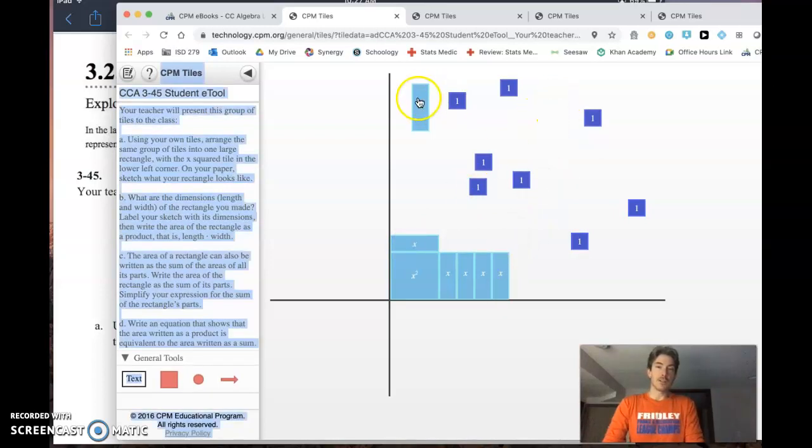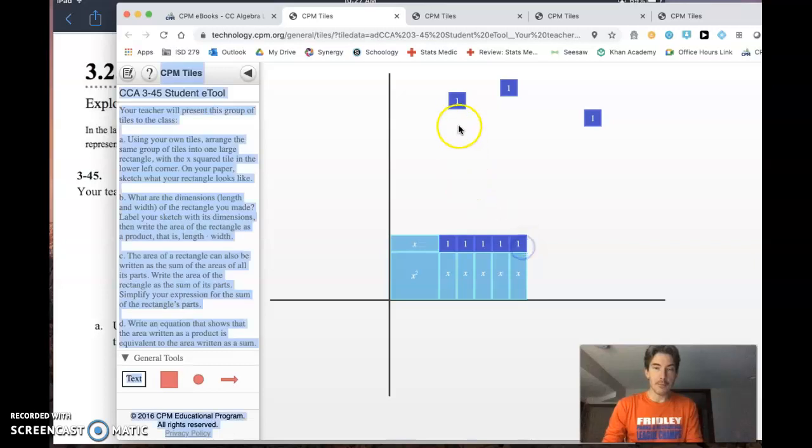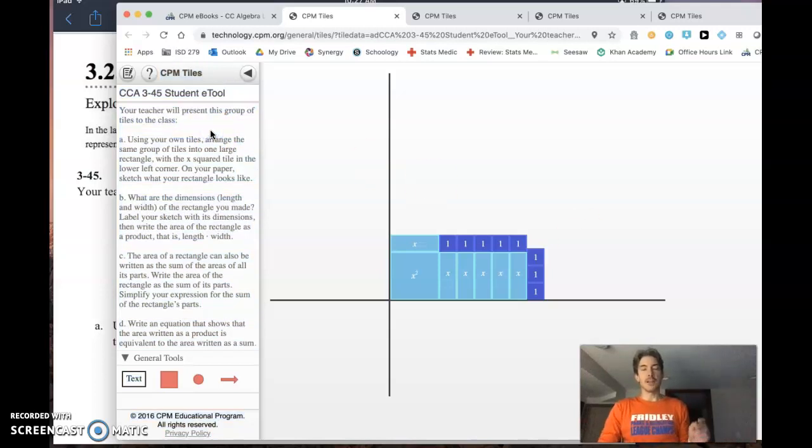Now, here's my question. No matter how I line these things up, will I be able to fill in this void and create a perfect rectangle? It's looking really good so far, but the problem is I've still got some tiles left over. If I try to sneak them in right here, did I make a perfect rectangle? That would be my question. Here's what I'm going to ask you to do. I'm going to ask you to pause this video, goof around, and see if you can build a rectangle out of this set of tiles. Okay?